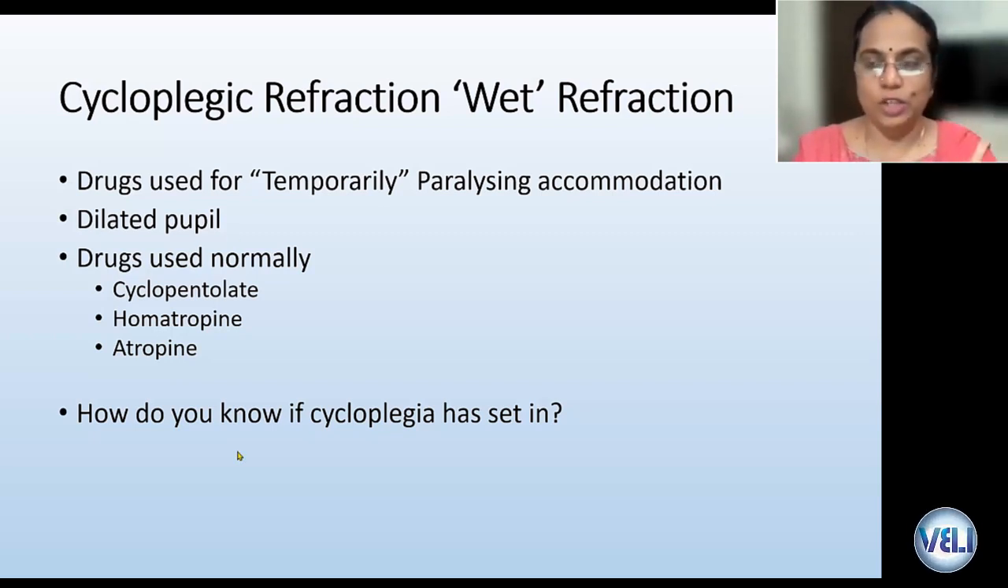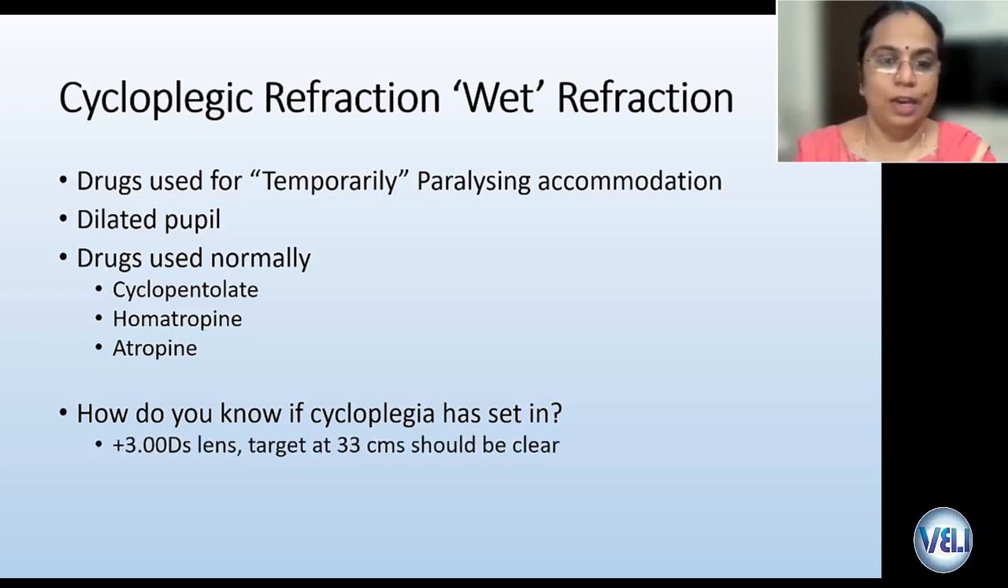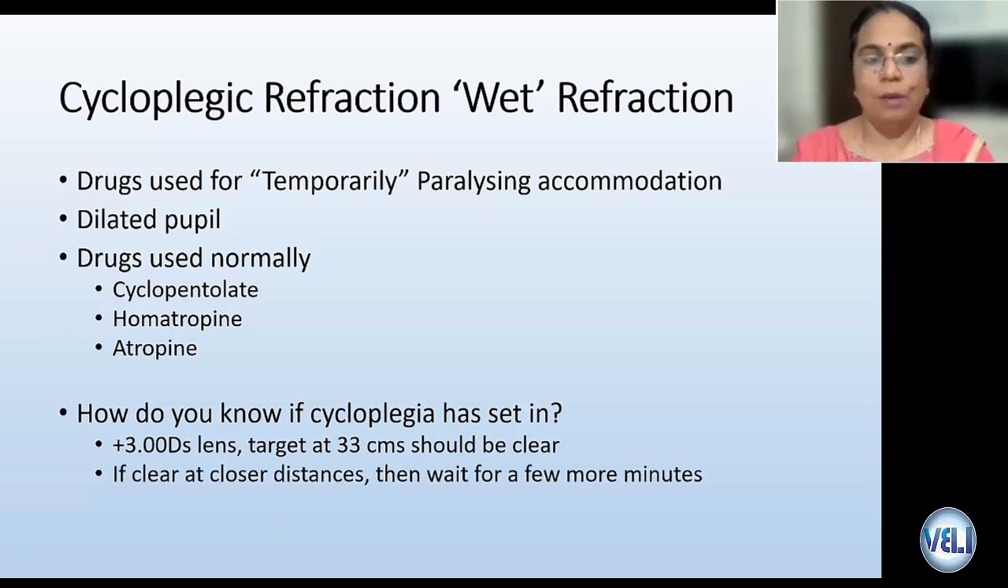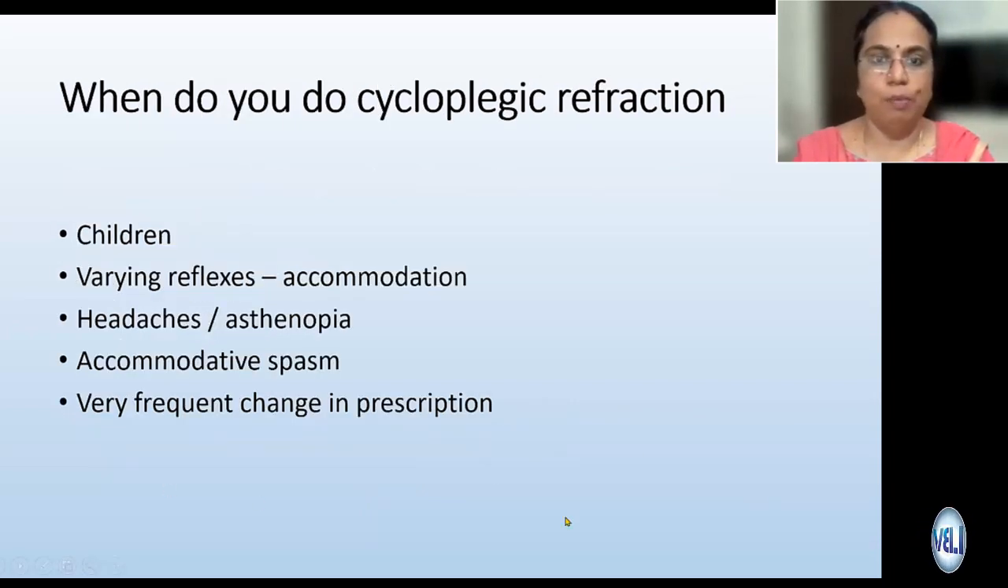So if you have any questions on this, just put it in the chat box. We can discuss this a little later. So this is what you have to do. +3 diopter lens, target at 33 centimeters should be clear. But if it is clearer at closer distances, then wait a little bit more and then review and redo the retinoscopy. Okay. Just a little bit of a pointer.